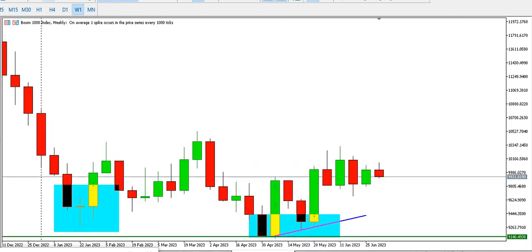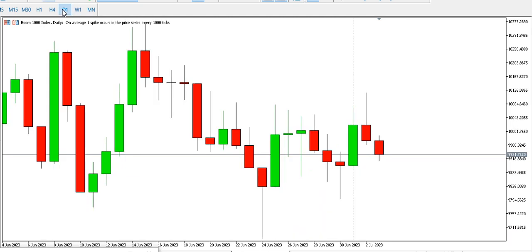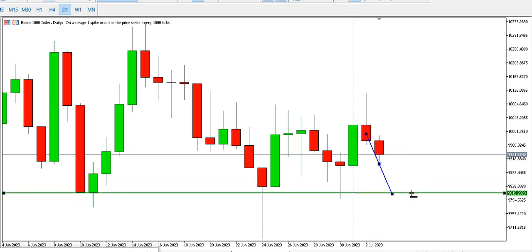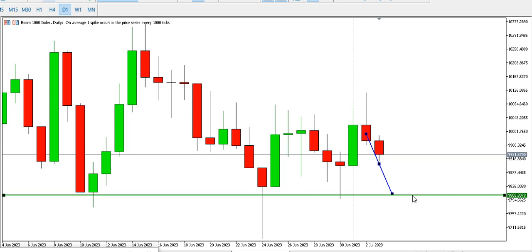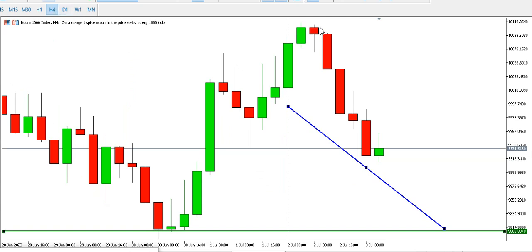Let's take a look at Boom 1000 index. Boom 1000 index has been ranging for weeks, and the range continues on the daily time frame. But looking at what has happened, yesterday's candlestick shows a bearish pin bar with a long shadow at the top, indicating that price might likely slide, and price is currently sliding. We might see the slide drop as low as the 9808 level.